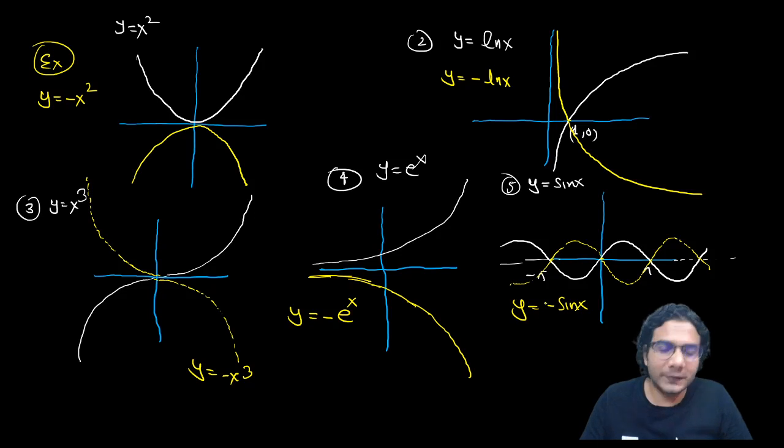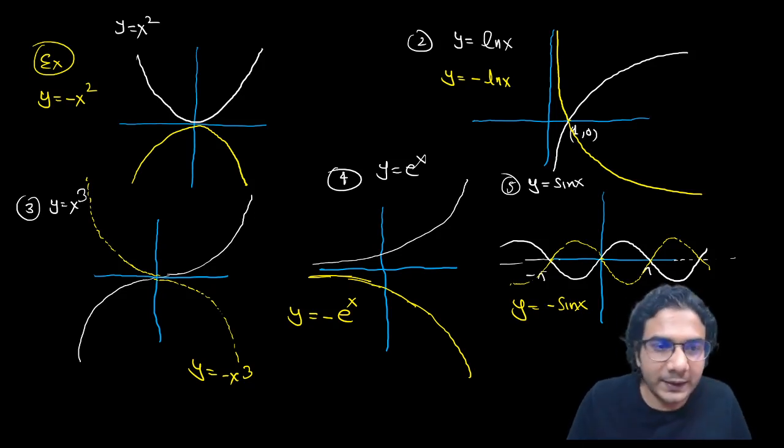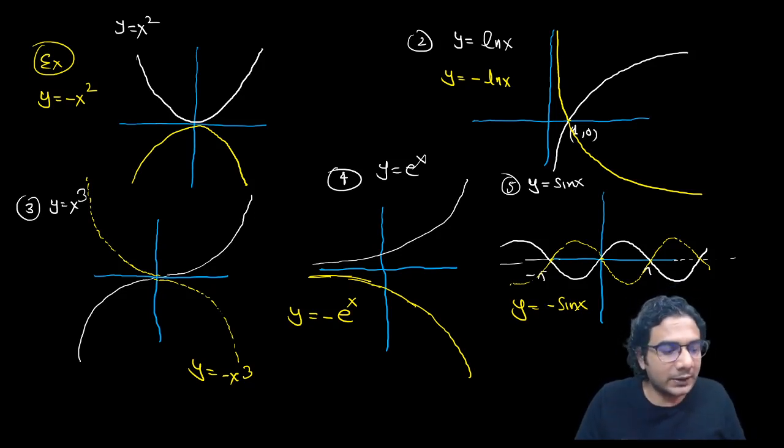So I hope it is clear. It's pretty simple. So when you put a minus sign, the graph reflects about the x-axis. Okay, take the image of the complete graph about the x-axis. Now let's discuss the second transformation.